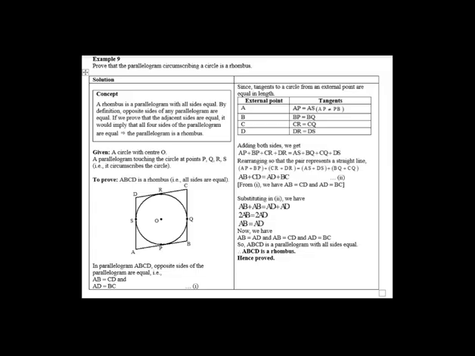Since ABCD is a parallelogram, we have AB is equal to CD and AD is equal to BC. Substituting, AB plus AB is equal to AD plus AD, which implies 2 times AB is equal to 2 times AD. Therefore, AB is equal to AD. Now we have AB is equal to AD and AB is equal to CD and AD is equal to BC. Therefore, ABCD is a parallelogram with equal sides. Therefore, ABCD is a rhombus.